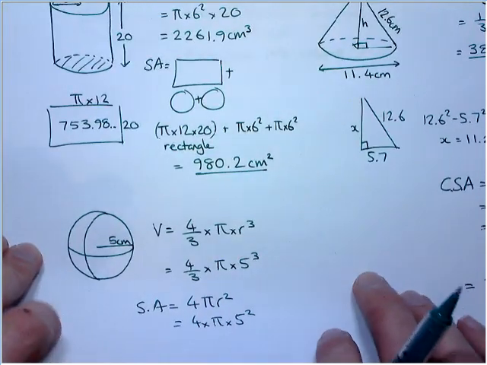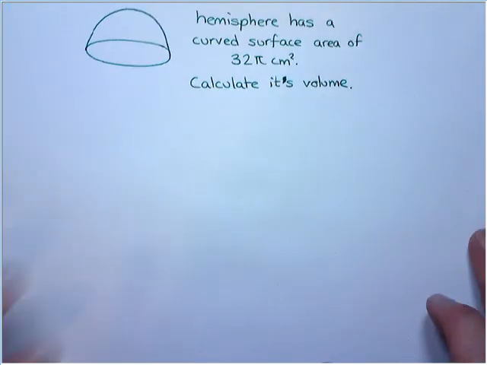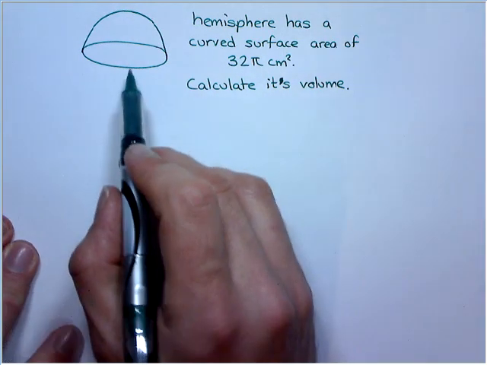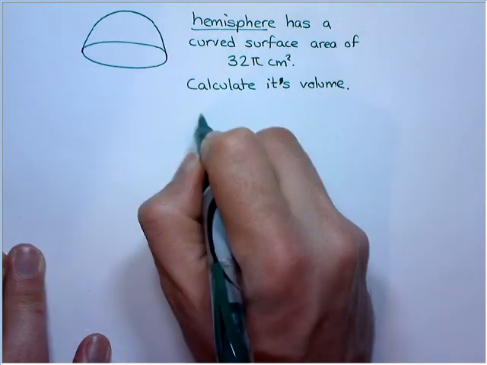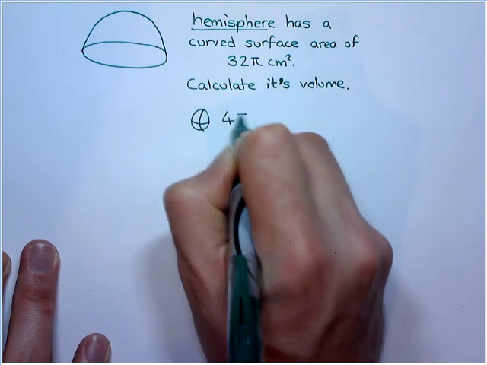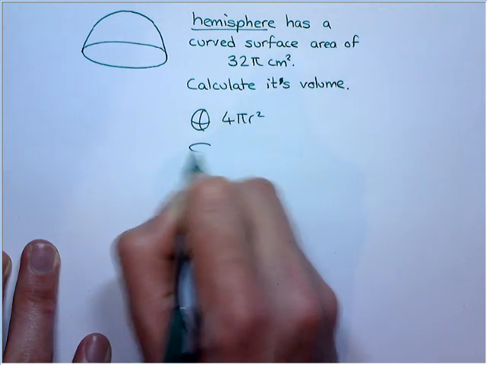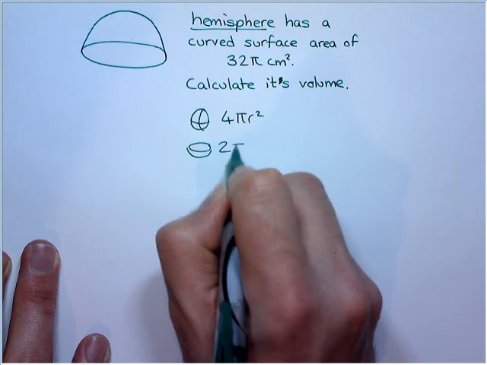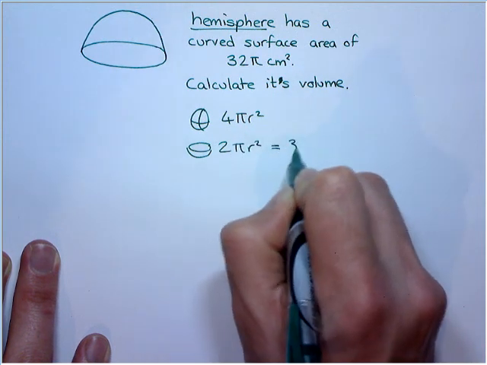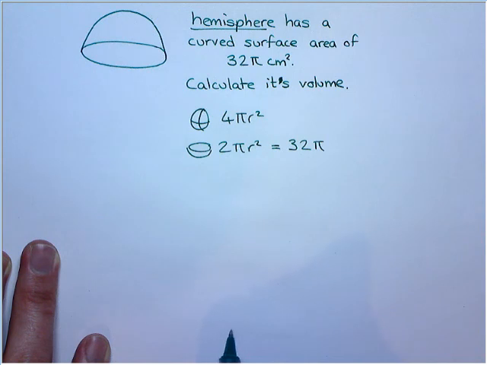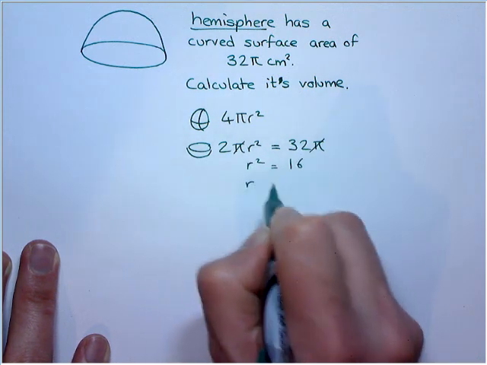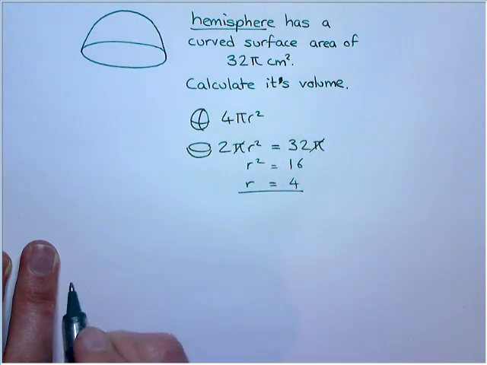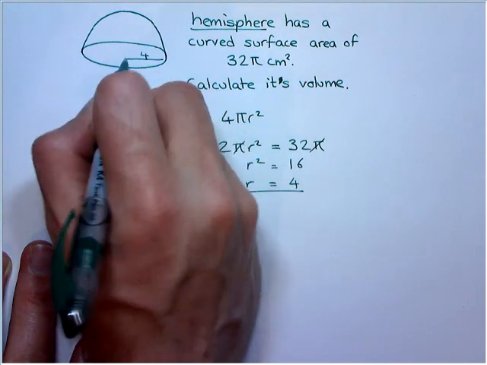But before I go, I do want to show you this question because it's difficult for one. So, this is a hemisphere, half a sphere, and we're told the curved surface area. So, for a whole sphere, it is 4 pi r squared. So the curved area for a hemisphere must be 2 pi r squared. And we're told that is 32 pi. So you should be able to see, if we divide by pi to both sides, there you go, I can get r squared on its own by dividing by 2. And I can get r on its own by square rooting. So that means the radius of this is in fact 4.